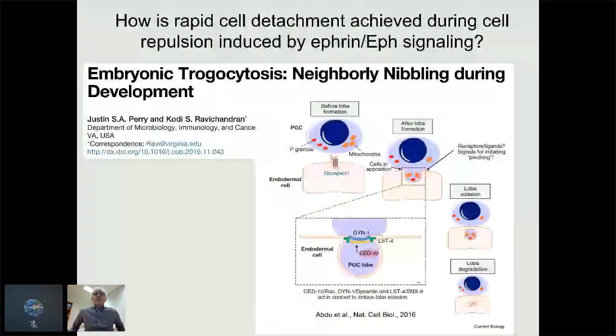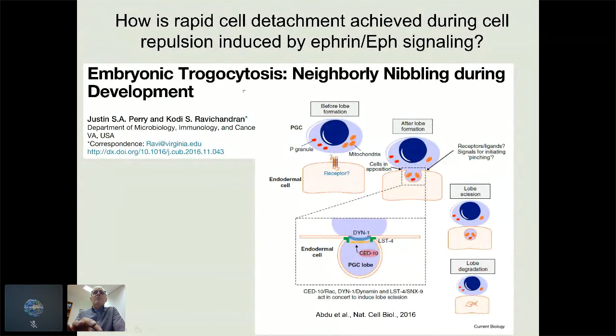So trogocytosis, this is something we've been working on for quite some time. We didn't call it trogocytosis. We basically called it transendocytosis because we noticed that during this process, Ephs and ephrins were actually taken up by the opposing cell.